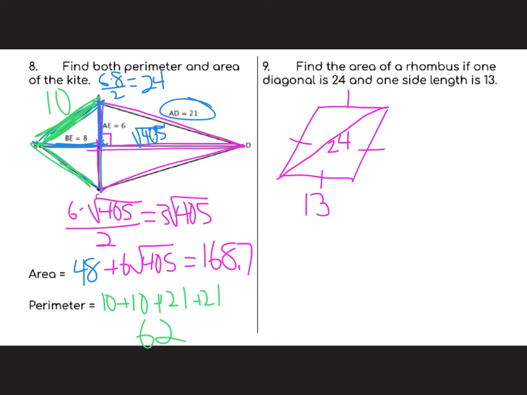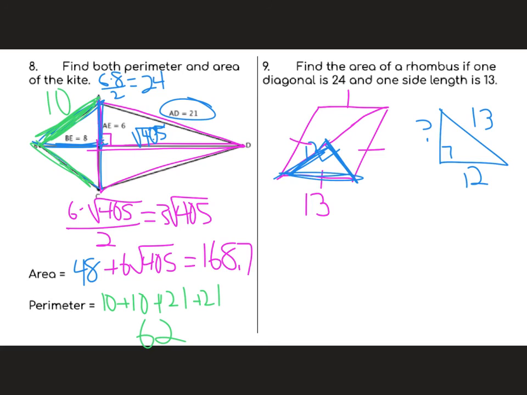Well, what we talked about in the video is if we were to do this, that's a right angle. So if that whole diagonal is 24, that piece is 12. So really I'm dealing with this triangle. I have a leg of 12, and I have a hypotenuse of 13, and I don't know what that is.